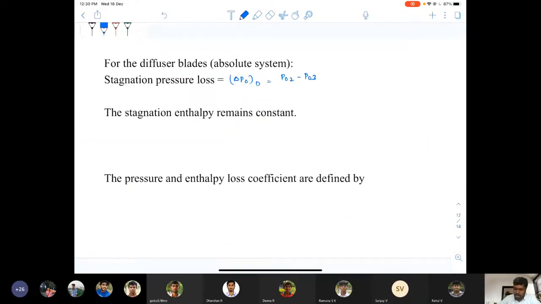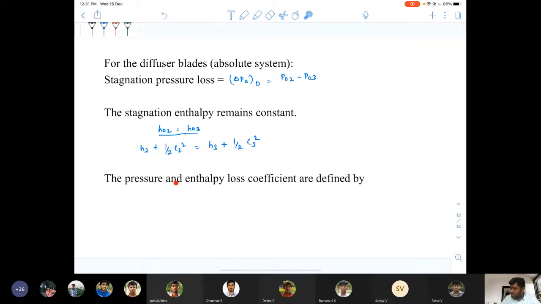And from this, you can write H02 is equal to H03, which can be represented as H2 plus 1 by 2 C2 square is equal to H3 plus 1 by 2 C3 square. Here, the stagnation enthalpy is converted into static enthalpy by adding the velocity term. You will get H2 plus half C2 square is equal to H3 plus half C3 square.